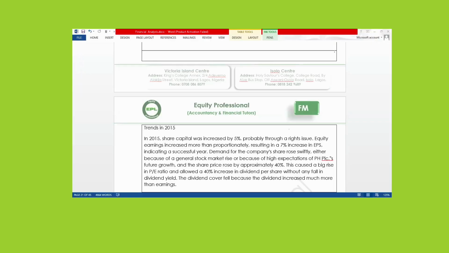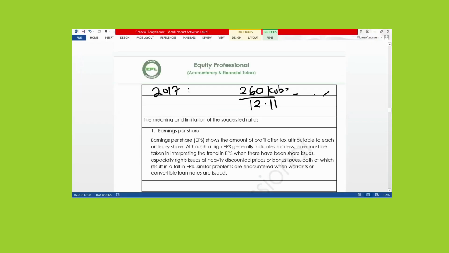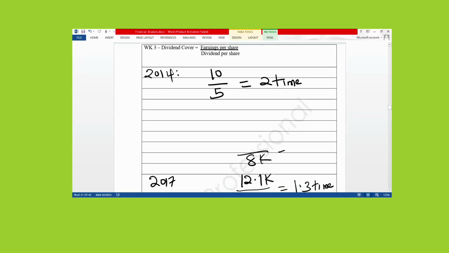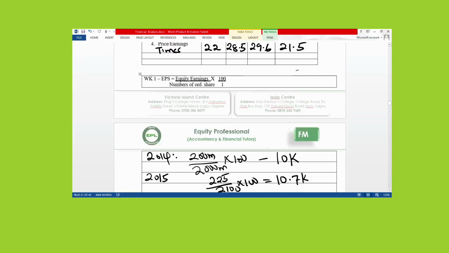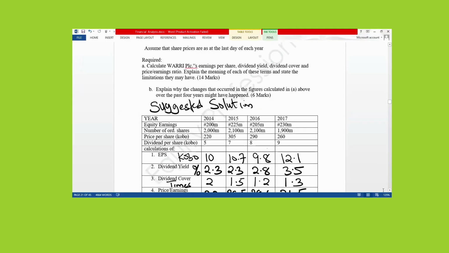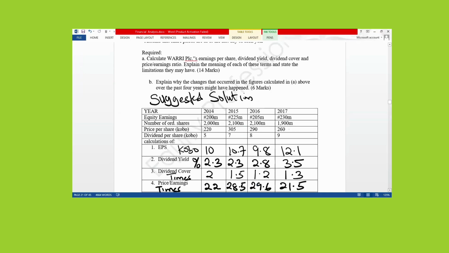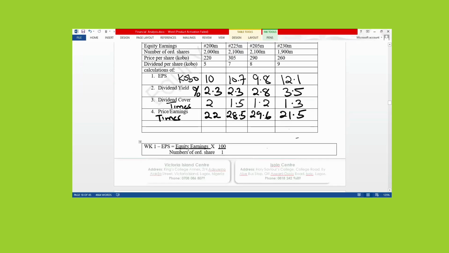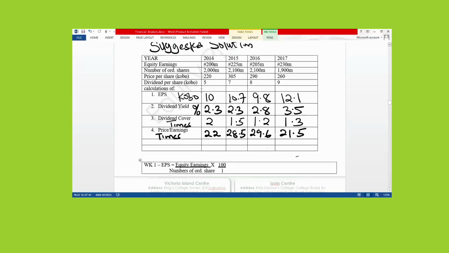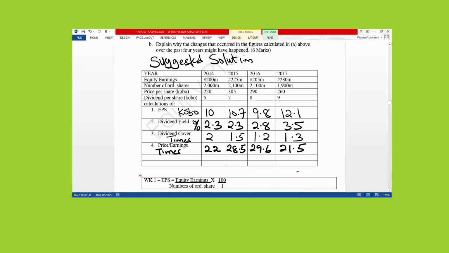Now let's check. For me to calculate earnings per share, we use 2 variables. Our earnings per share were calculated with equity earnings over number of ordinary shares. Now, please check between 2014 and 2015.